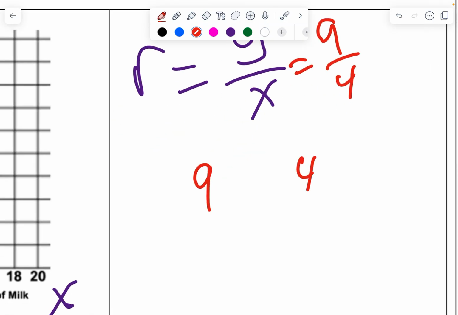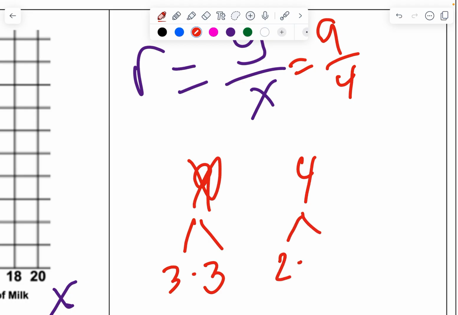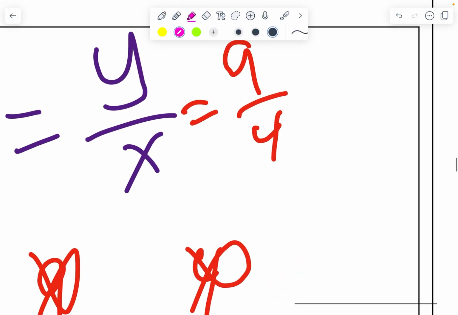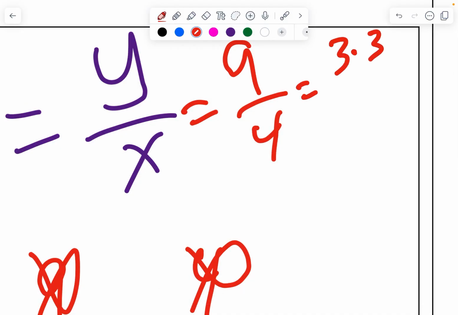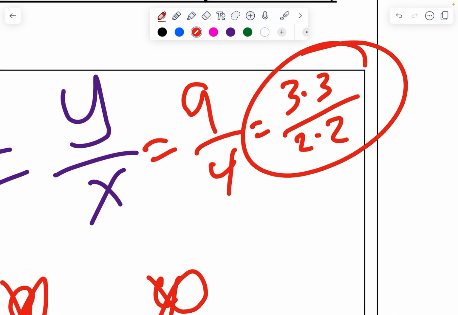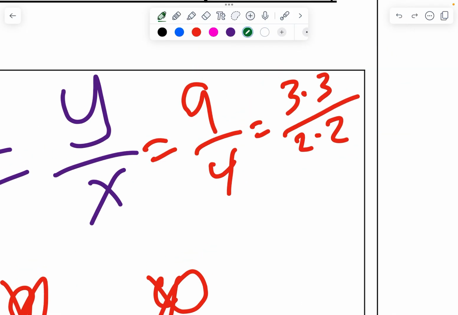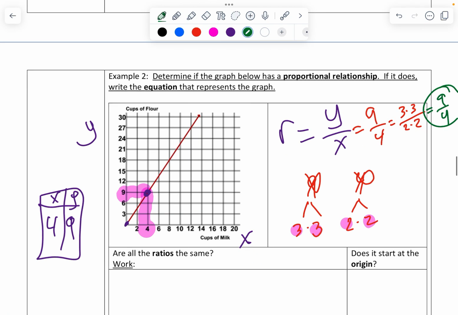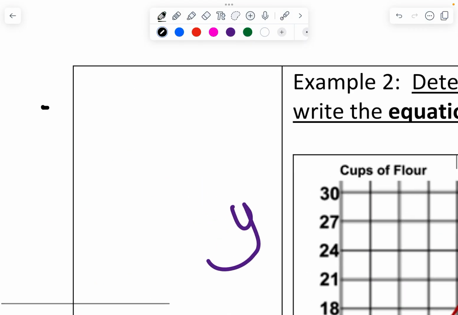All right, well, let's break these numbers down. That's 3 and 3. That's 2 and 2. Let's see if we can cancel anything out here. Hey, nothing cancels out though, so 3 times 3 is 9. 2 times 2 is 4. That's my R.